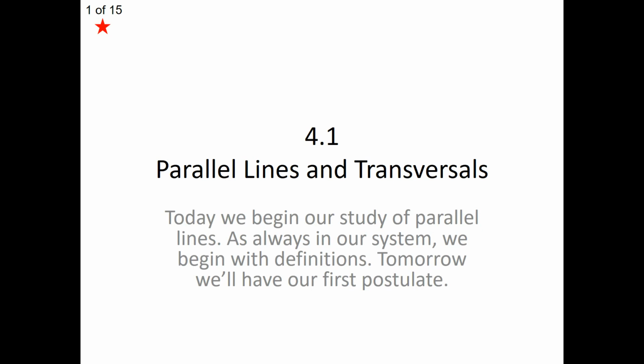Just like any beginning of a chapter, we're going to introduce several new definitions. In particular, we'll be looking at parallel lines and transversals, obviously from our title, but we're also going to see what happens when a transversal intersects two other lines. It's going to form new angle relationships, and we're going to define those as well.